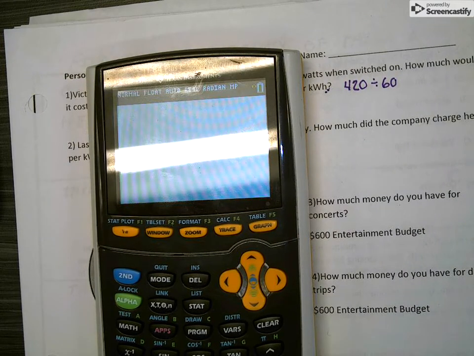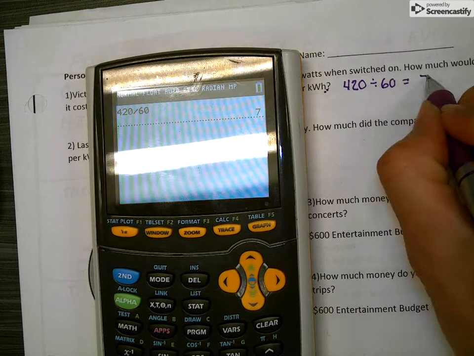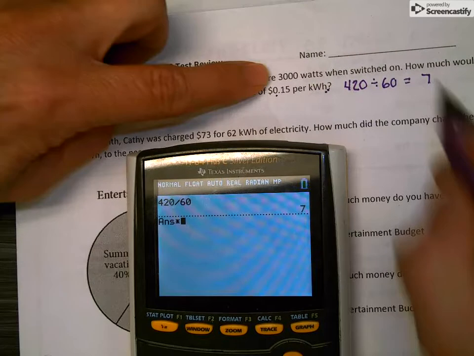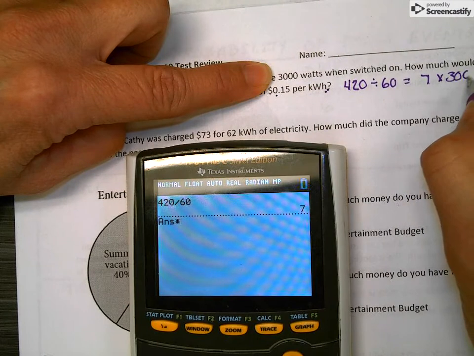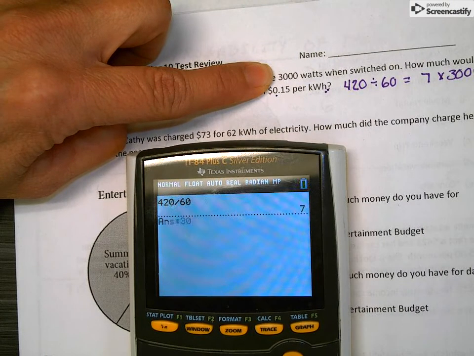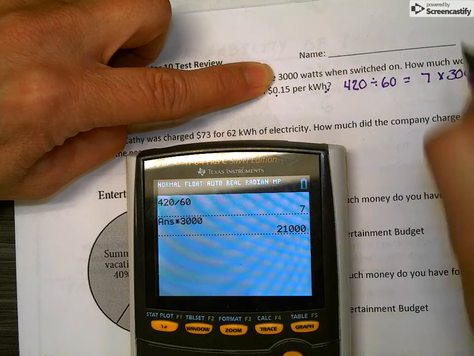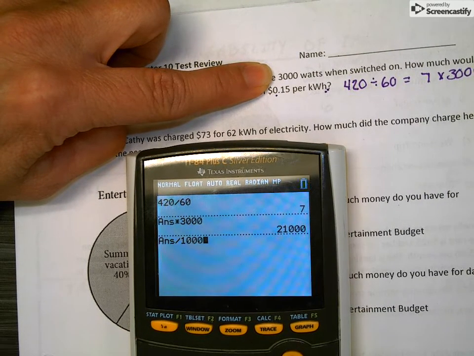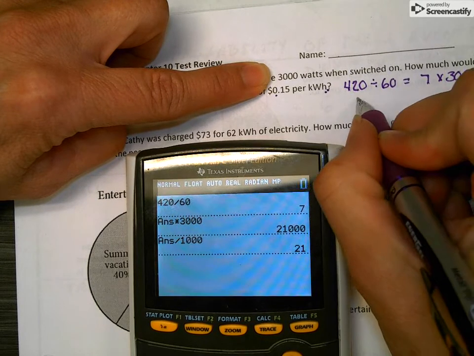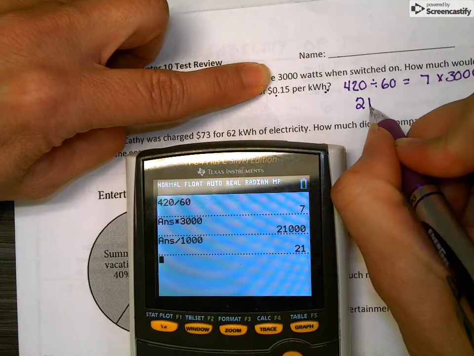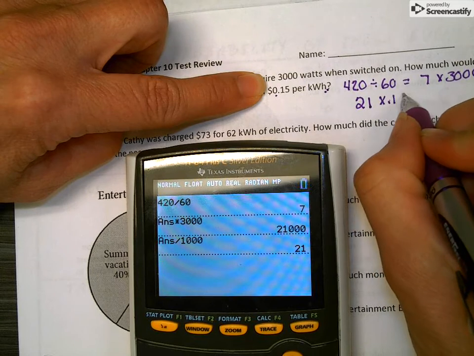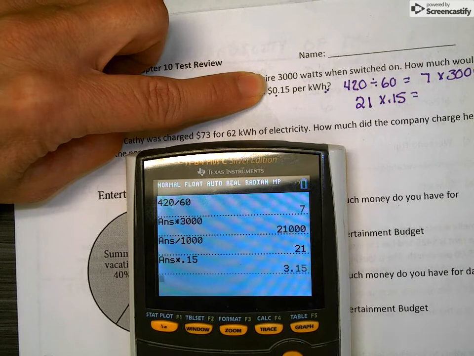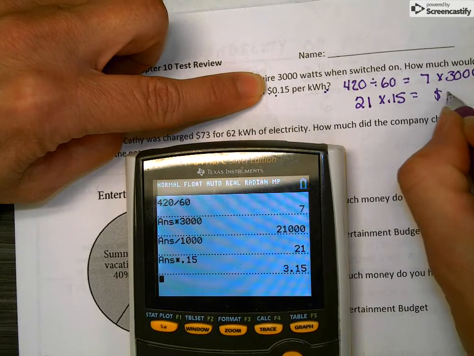420 divided by 60 minutes gives us 7 hours. And then times watts. So times 3,000. Divide that by 1,000 for kilowatt hours. So we have 21 kilowatt hours times 15 cents. So to run the hair dryers, it's only going to cost us $3.15.